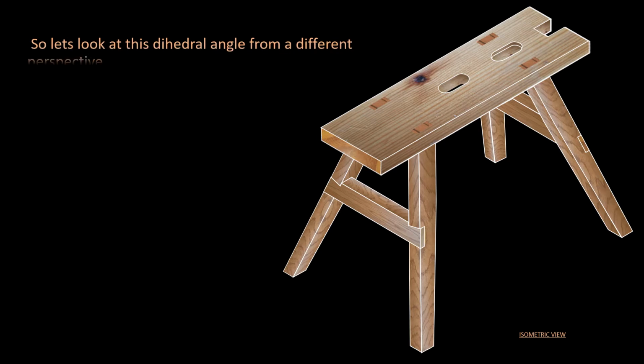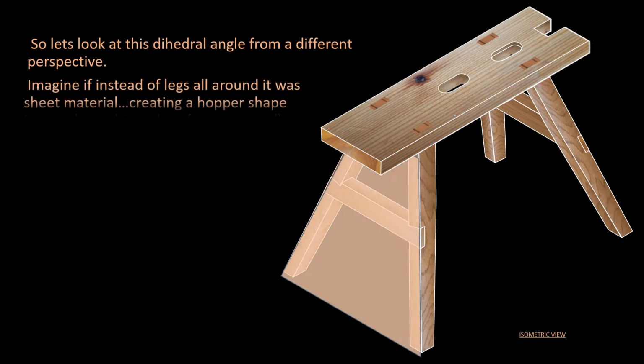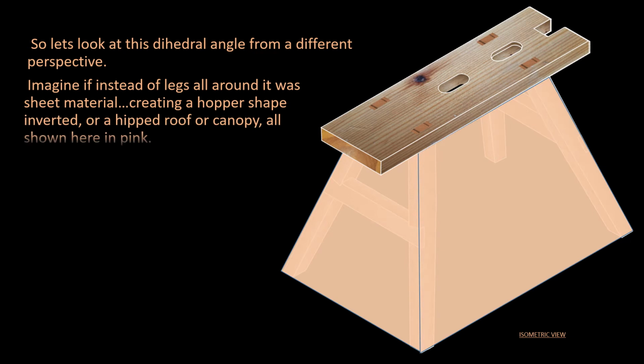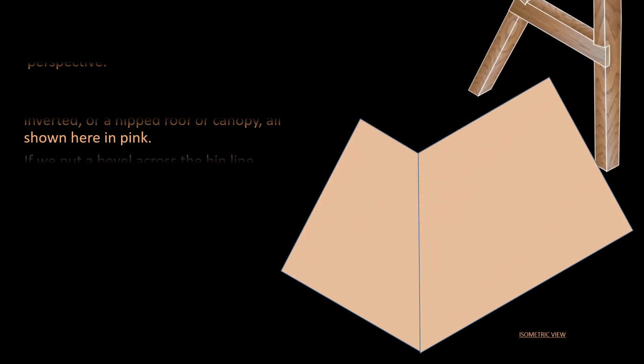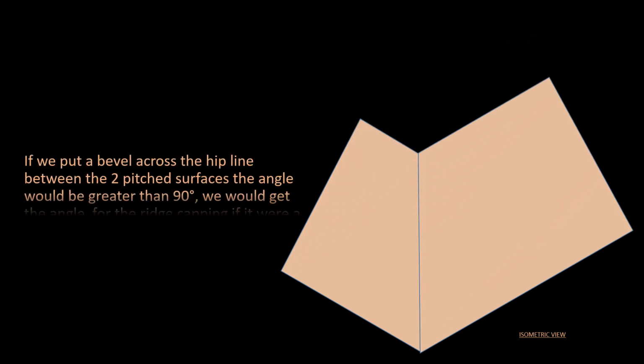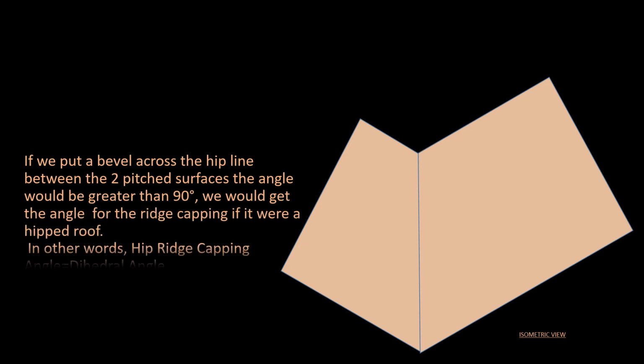So let's look at this dihedral angle from a different perspective. Imagine if instead of legs all around it was sheet material, like a hopper head inverted or a hipped roof or a canopy, all shown here in pink. If we put a bevel across the hip line between those two pitched surfaces, the angle would be greater than 90 degrees. We would get the angle for the ridge capping if it were a hip roof, for example. In other words, in this case, a hip ridge capping angle equals dihedral angle.